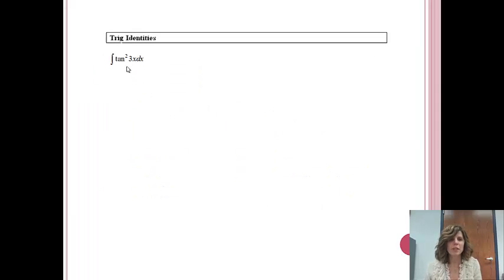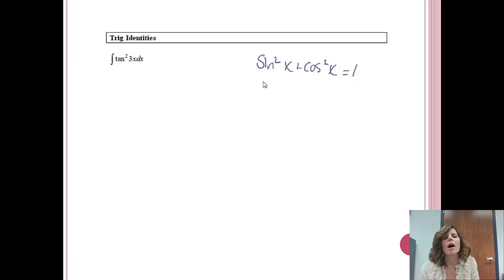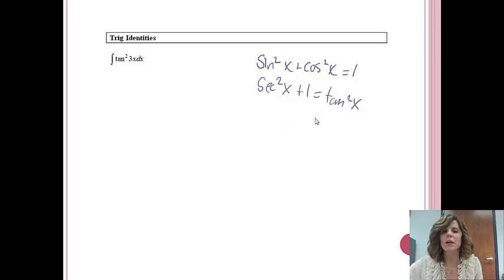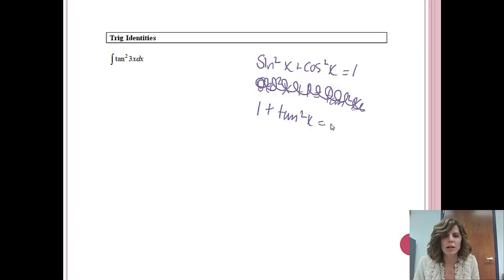All right, trig identities. Some different trig identities that you will want to be familiar with. The first one I'm going to write down is sine squared x plus cosine squared x equals 1. And then another identity that we will want to know is secant squared x plus 1 is equal to tangent squared x. And I need to double check to make sure that is right. Nope, I am wrong. Okay, we are going to redo that. This is actually 1 plus tangent squared x is equal to secant squared x. All right, so those are the two identities we want to be familiar with.